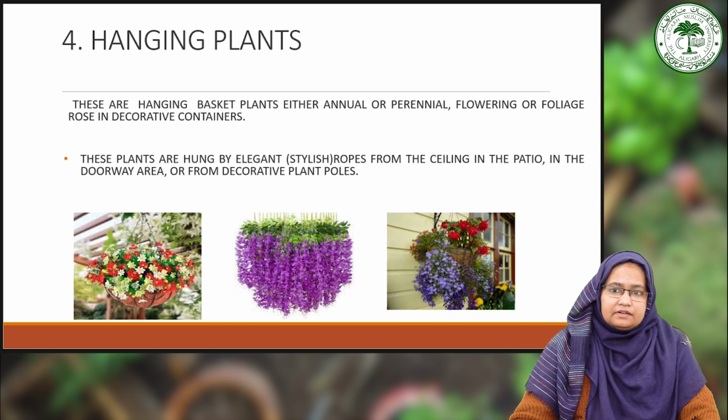Hanging plant baskets are plants, either annuals or perennials, flowering or foliage, grown in decorative containers. They are hung by elegant or stylish ropes from the ceiling in the patio or in the doorway area, or from decorative plant poles. They add variety in the garden as well as in indoor spaces.